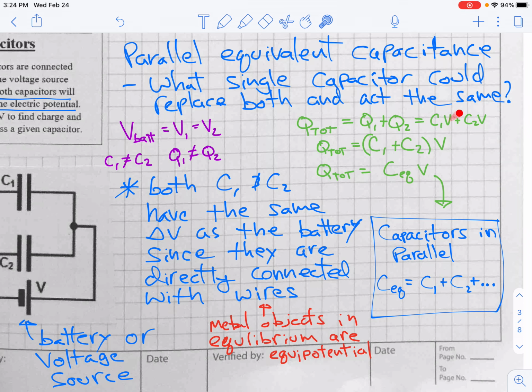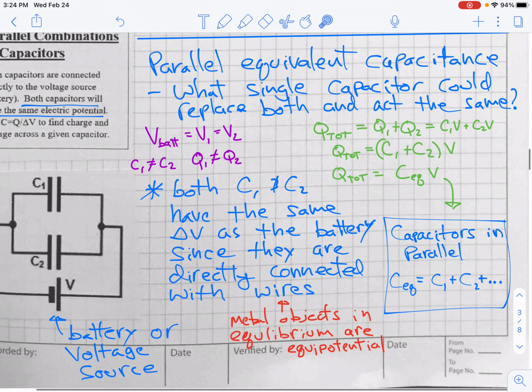Now I can take that voltage and factor it out, and I get Q total equals C equivalent times voltage. Notice that if I divide by the voltage over here, I get C equals Q over V, which is the definition. And the equivalent capacitance is C1 plus C2. So for capacitors in parallel, it's pretty easy to find the equivalent capacitance. You just add them up.